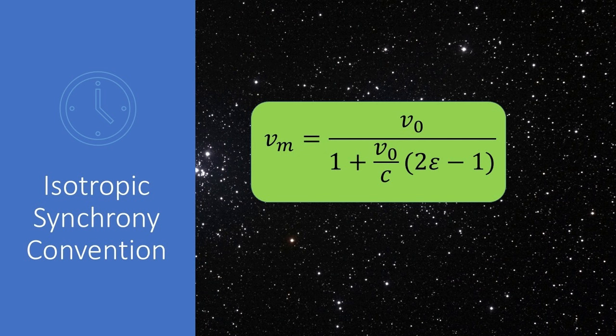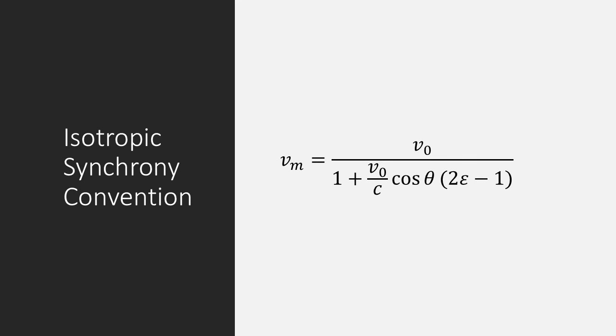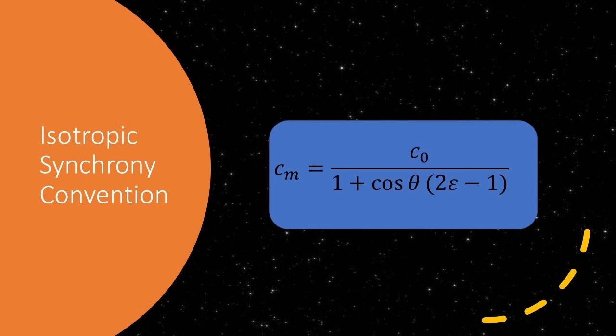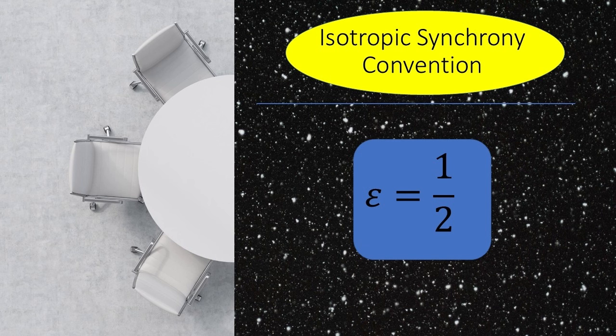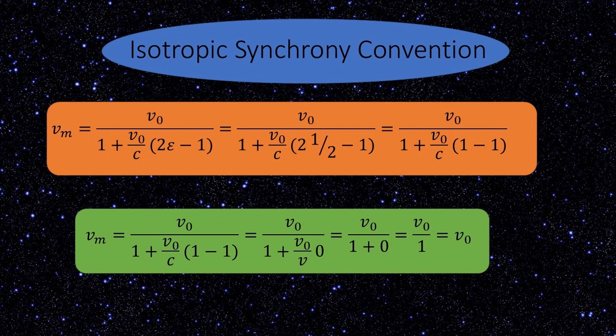The issue with the Isotropic Synchrony Convention comes from the formulas for what we actually observe from relative motion. Start with the generalized formula for the conversion between measured radial velocity and proper radial velocity, along with the formula for the relationship between measured velocity and proper velocity for any direction, and the formula between the measured speed of light and proper speed of light for any direction. The Isotropic Synchrony Convention ends up having an epsilon for these formulas of 1/2. This means that in the Isotropic Synchrony Convention, the measured radial velocity will always be equal to the proper velocity. This is, however, not what is observed.